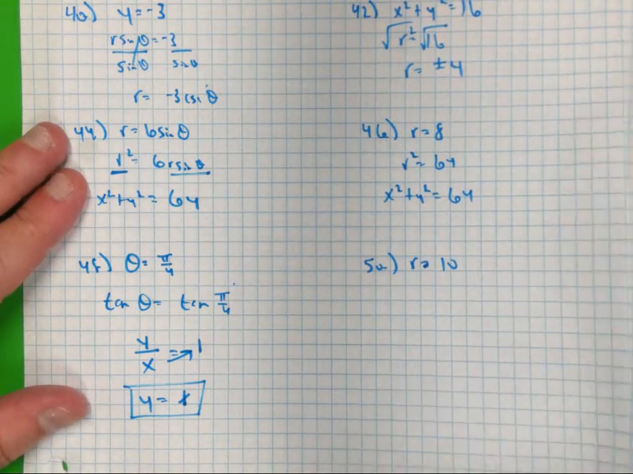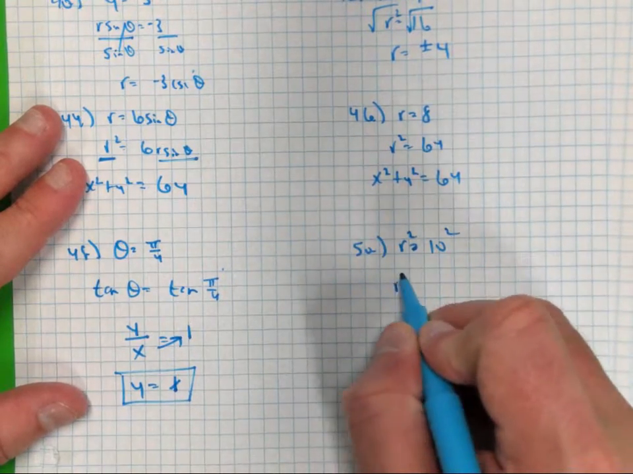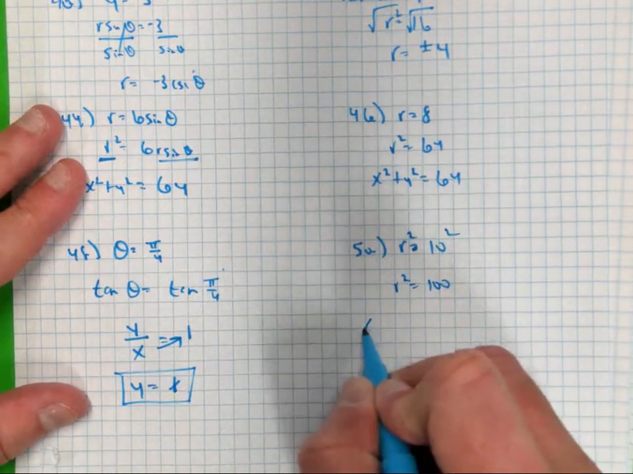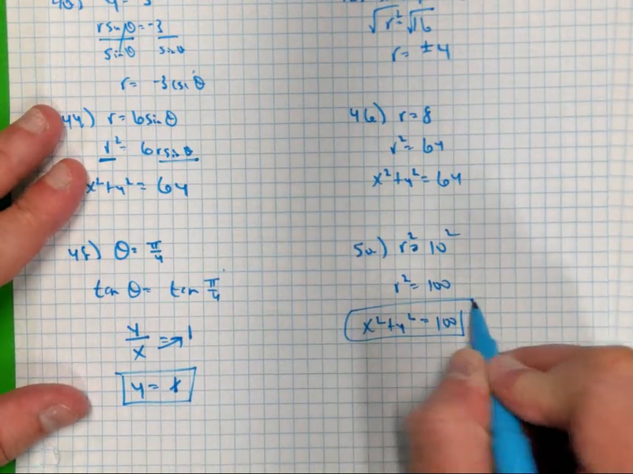Number 50. What's keeping you from doing anything right now? R is not what? So I'm going to square both sides. R squared equals 100. And replace r squared with x squared plus y squared equals 100.